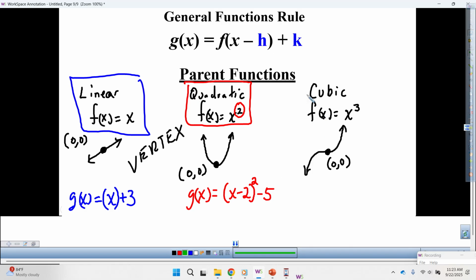And the last one, the cubic. Let's say I wanted to move this one. Pay attention to this part. 4 steps to the left, 3 steps up. Turn to your neighbor, let them know what you would write for this one. How would you write that?